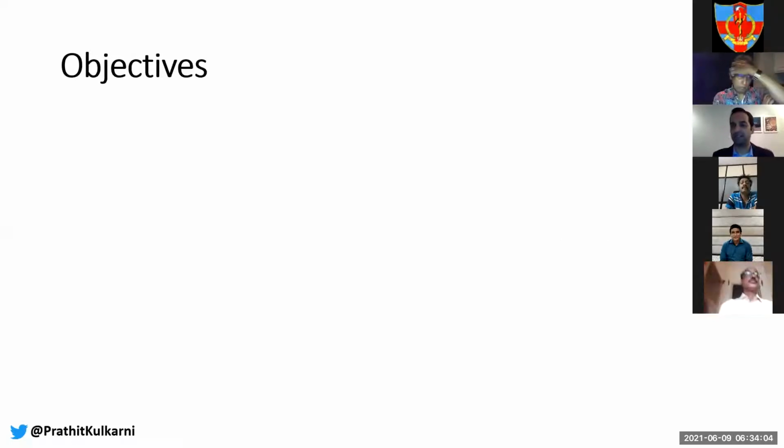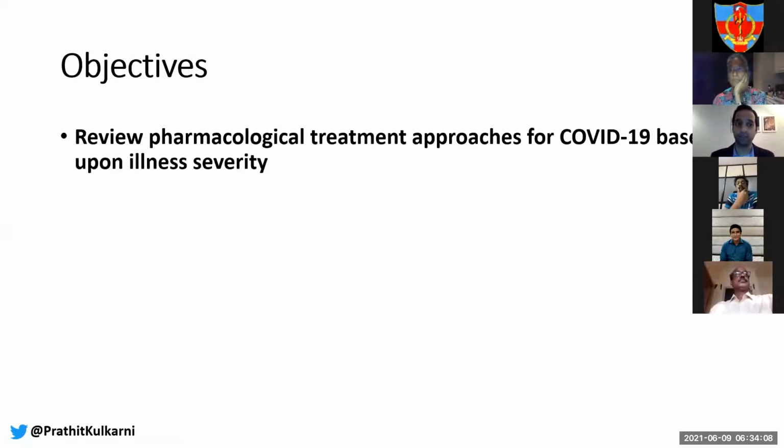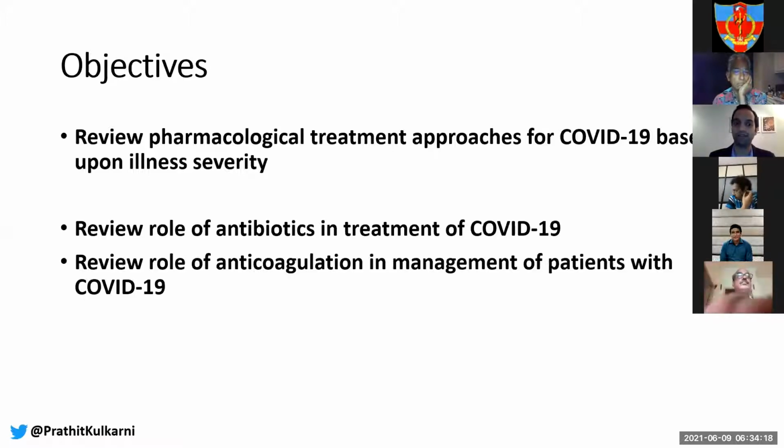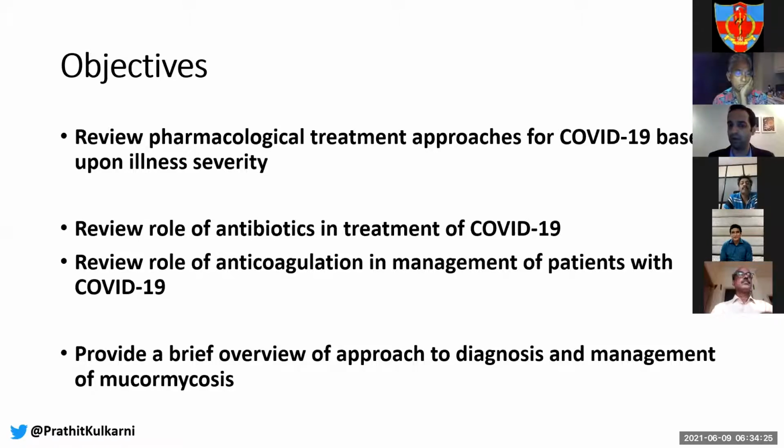So the objectives of this evening's or this morning's presentation for you all in India are the following. Review the pharmacological treatment approaches for COVID-19 based upon illness severity. Review the role of antibiotics in the treatment of COVID-19. Review the role of anticoagulation in the management of patients with COVID. And finally, provide a brief overview of approach to diagnosis and management of mucormycosis because of everything that's going on right now in India. As I mentioned last time, I'm originally from Pune in Maharashtra, and I have many relatives who have had COVID-19, so I know it's a very serious situation over there. I hope this presentation is helpful for everybody.